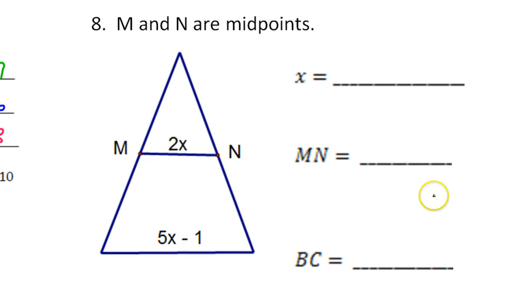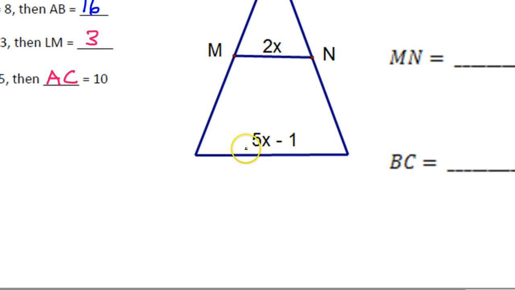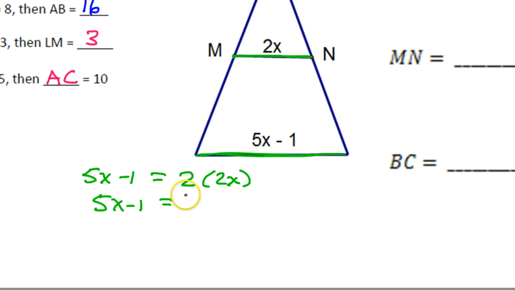Okay, let's move on to number 8. M and N are midpoints. That makes this the midsegment. Okay, so let's find x and then plug that back in. So this is just like we did just twice just now. This side of the triangle is going to be double the midsegment. Okay, so in other words, 5x minus 1 is going to be double the 2x. So 5x minus 1 is going to equal 4x.